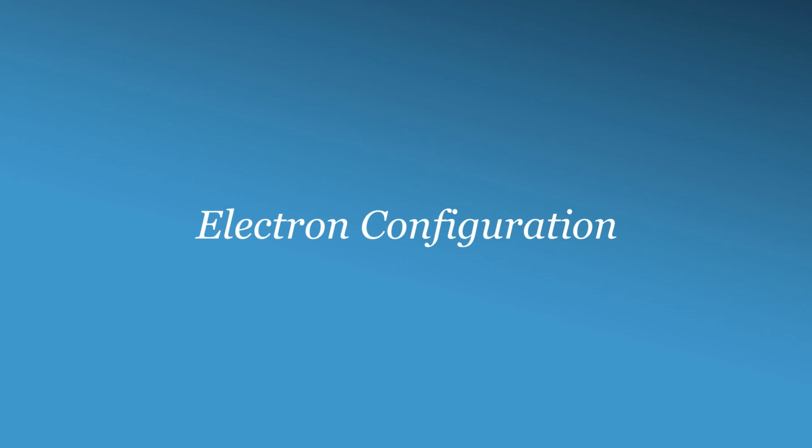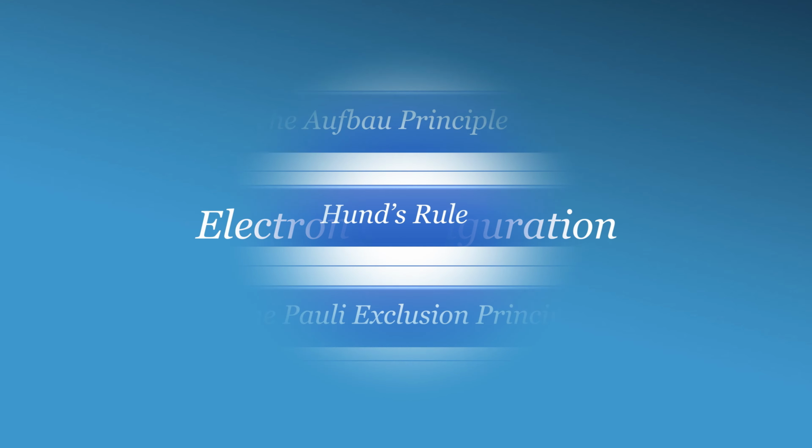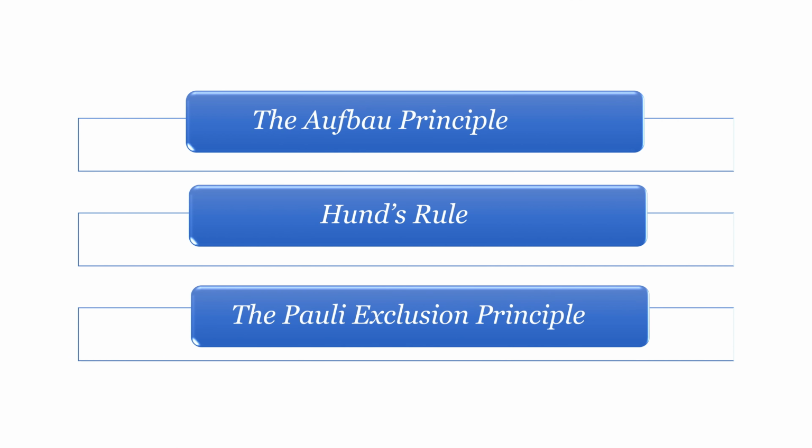Electron configuration describes how electrons are arranged in atoms' orbitals. This arrangement follows specific rules and principles, which help us understand the distribution of electrons across energy levels and orbitals within the atom. There are three fundamental rules that govern this configuration.